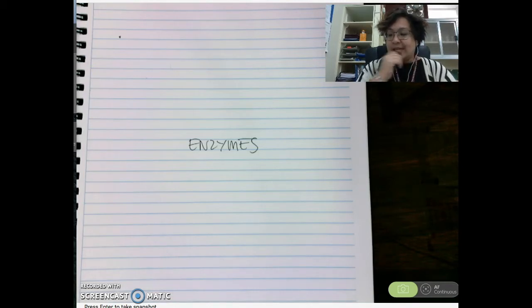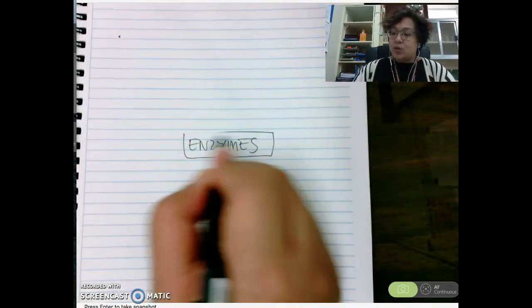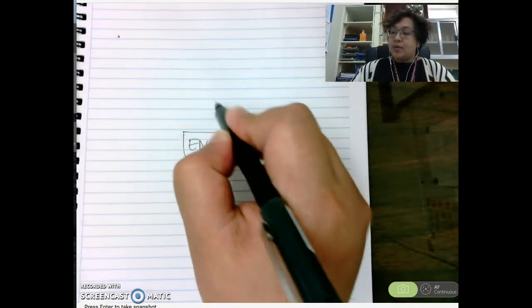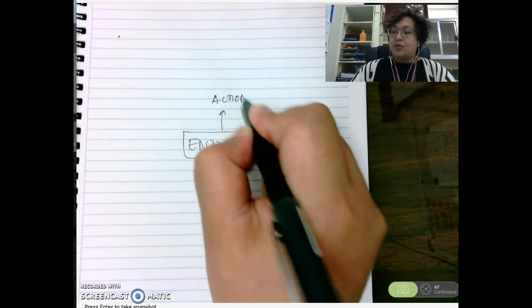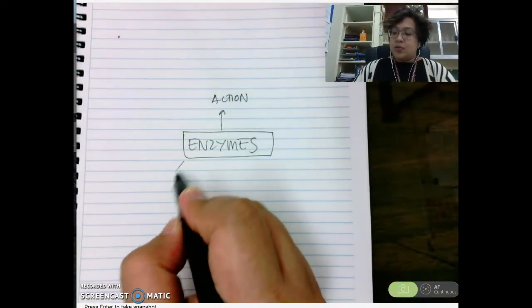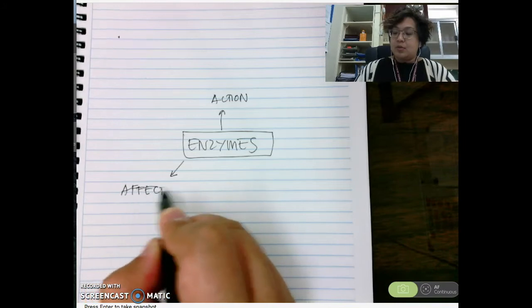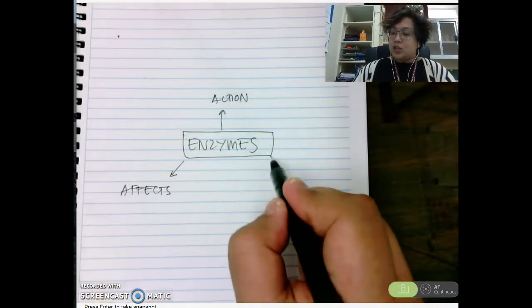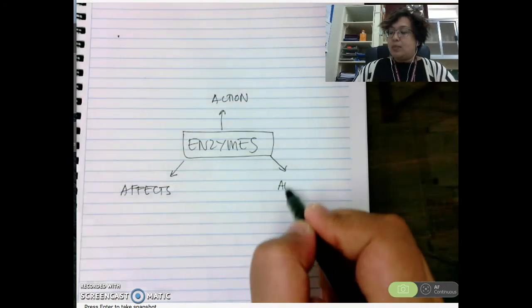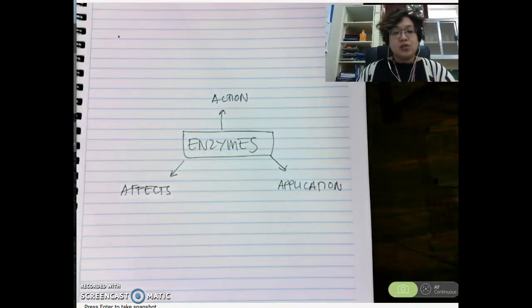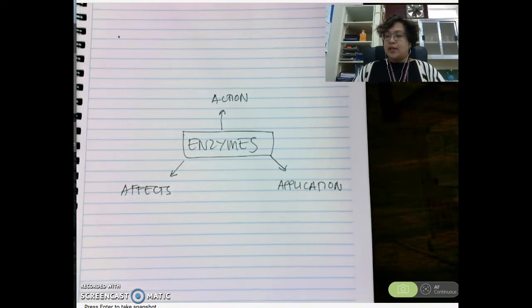We can divide this chapter into 3. So we will look at the action of enzymes. How do enzymes work? And we're going to look at what affects your enzymes. And this chapter is going to end with the applications, the use of enzymes in industries or in food technology.